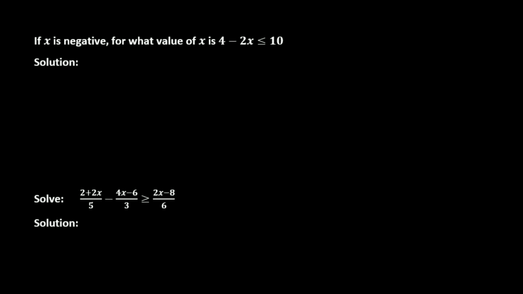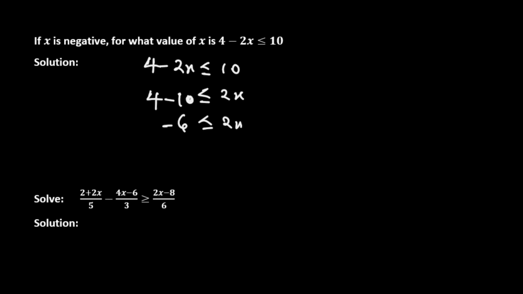So if x is negative, for what value of x is 4 minus 2x less than or equal to 10? So we'll solve. Remember the law: minus 2x goes to be positive. While this is 4 minus 10, so this is minus 6 is less than or equal to 2x.